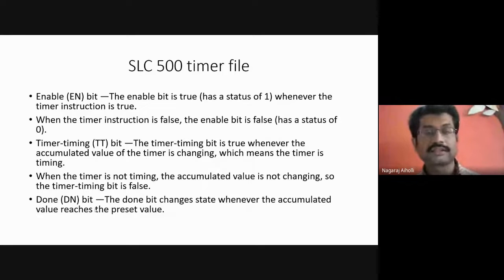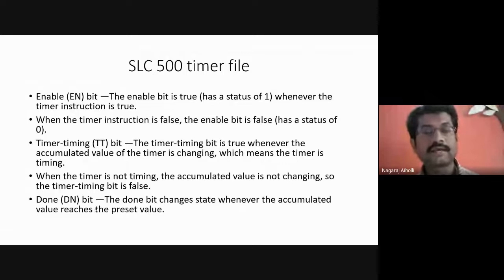Suppose the timer instruction is false, then the enable bit will become 0. It has a status of 0. Then the timer timing bit. The timer timing bit is true when the accumulated value of the timer is changing, which means the timer is timing. When it is counting, that is when the accumulated value is continuously changing, say from 1 second, 2 seconds, 3 seconds, like that, this is nothing but setting the TT bit to 1. The timer timing bit will be made equal to 1 because of the timing operation of the timer.